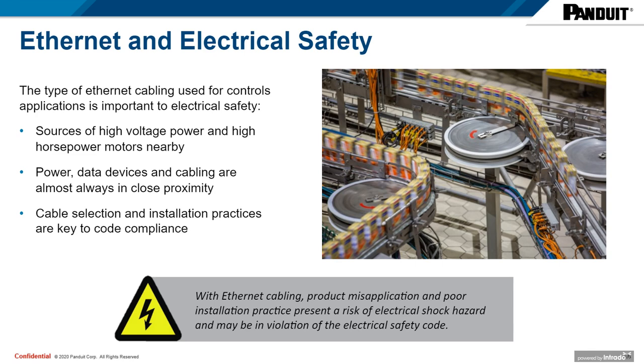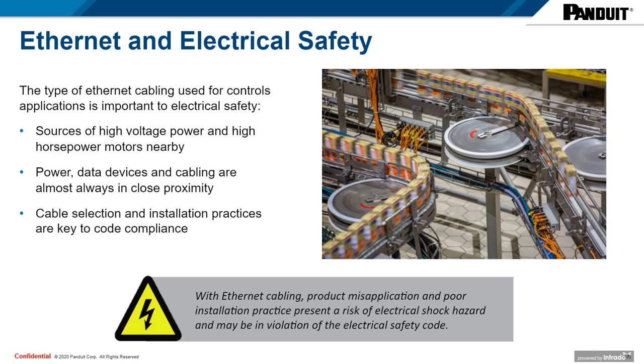So recognizing the right Ethernet cable, the right jacketing and cable construction is very difficult to do on the plant floor. This leads to misapplications and poor installation practices happening on the plant floor, which presents a risk of electrical shock hazard and may actually be in violation of the electrical safety code. So the type of Ethernet cabling used for controls applications is important to electrical safety. And here's some things you should consider.